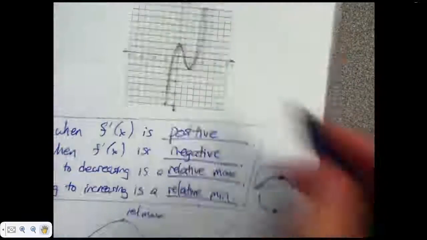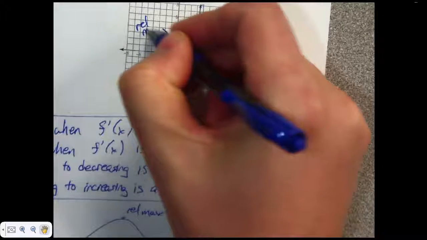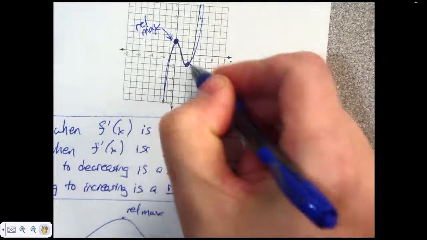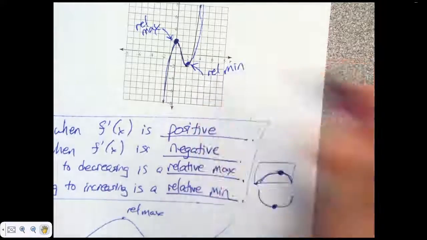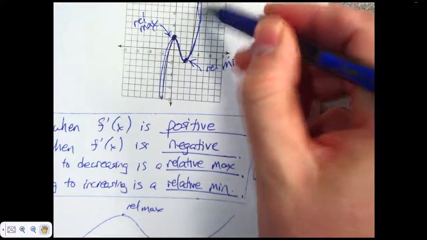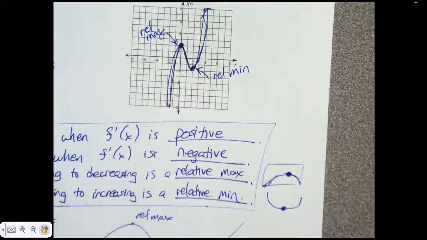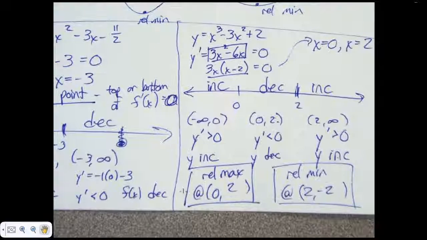Then if you look at our graph, at 0, 2 we have a relative max, and at 2, negative 2 we have a relative min. So we increase up until the max, we decrease to the min, and we increase after. Questions about that one anywhere? Seem all right?